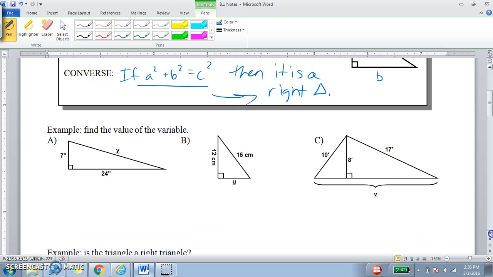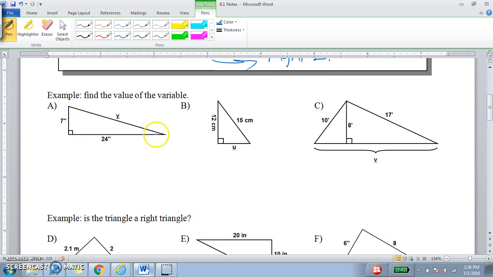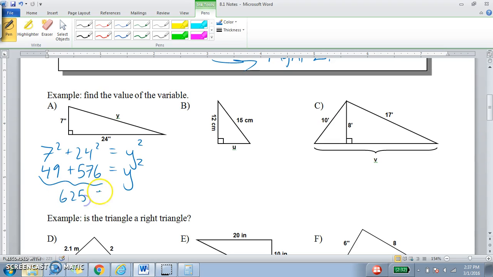So examples, it says find the value of the variables. Well, these are the two legs, y is the hypotenuse, so I'm going to set up 7 squared plus 24 squared equals y squared. 7 squared is 49. 24 squared is 576. And that equals y squared. So we would add these together. When we add them together, we're going to get 625. So we have 625 equals y squared. So to solve for y, I need to square root both sides. And when I do that, I end up with the square root of 625 is 25.